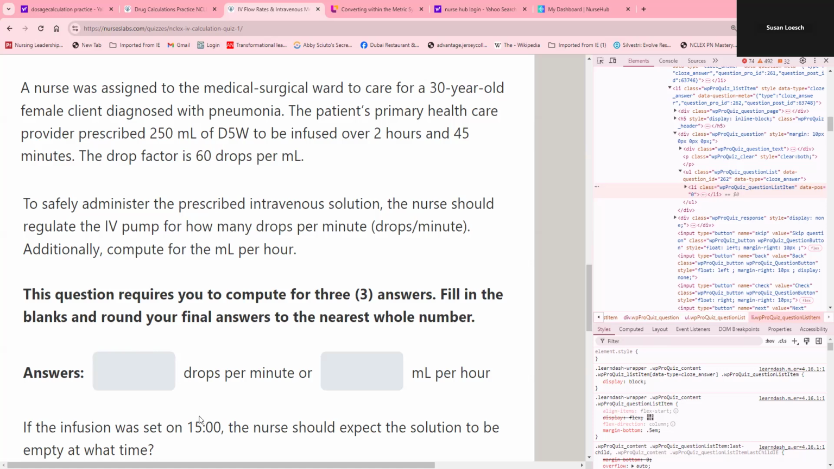Okay. And then it's also asking you for mLs per hour. So this is asking you for drops per minute and mLs per hour. All right, we're going to go to the whiteboard now.